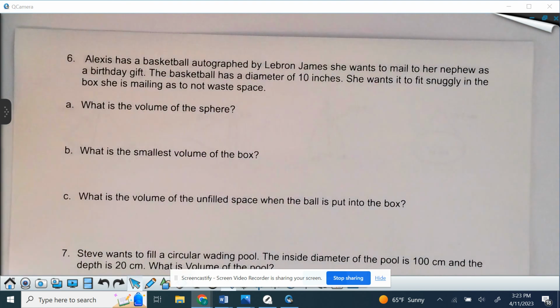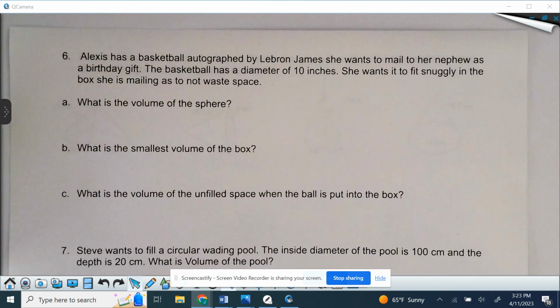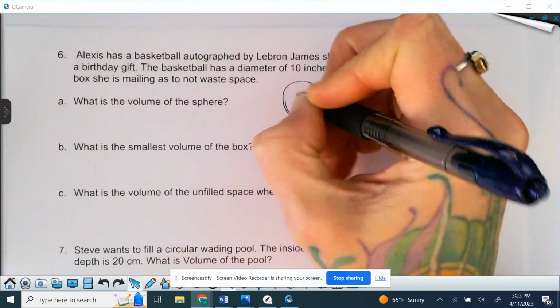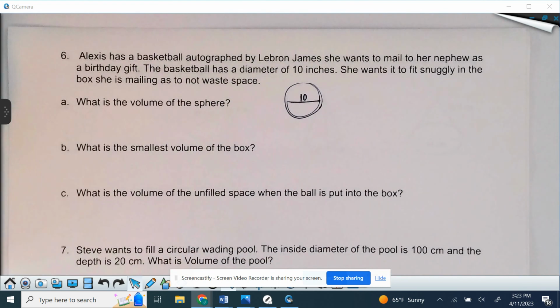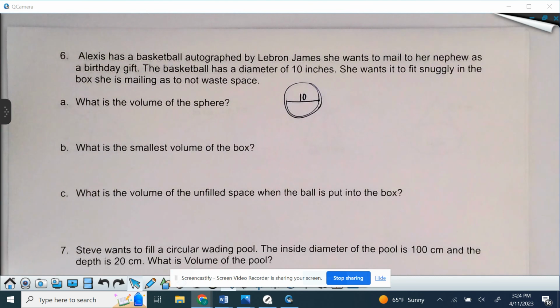All right, Alexa has a basketball autographed by LeBron James. She wants to mail it to her nephew as a birthday gift. The basketball has a diameter of 10 inches. So me personally, I would stop. Basketball, 10 inches diameter. We know we don't need diameter. She wants it to fit snugly in a box she is mailing so as to not waste any space. So what is the volume of the sphere?